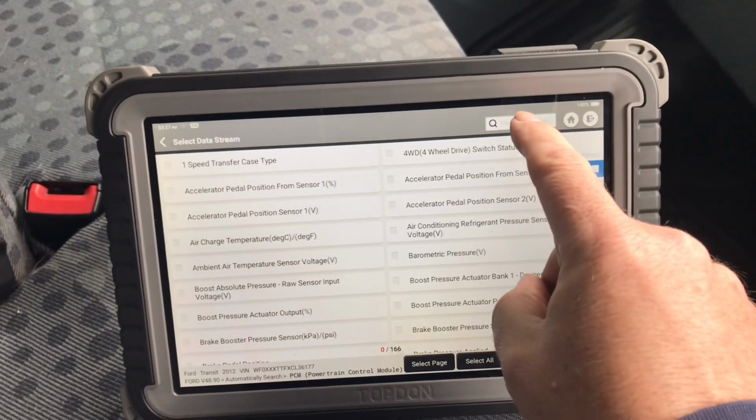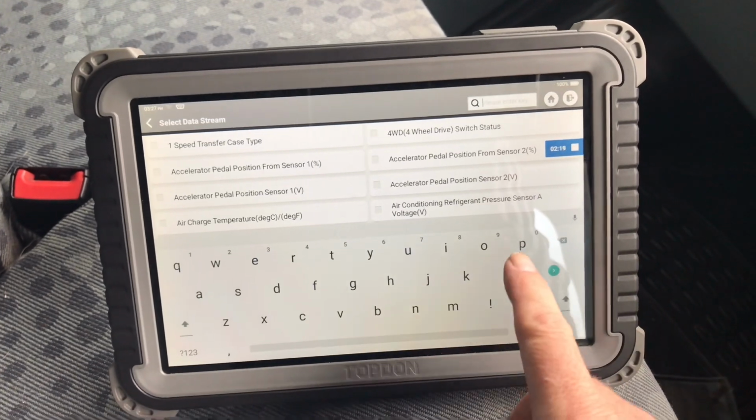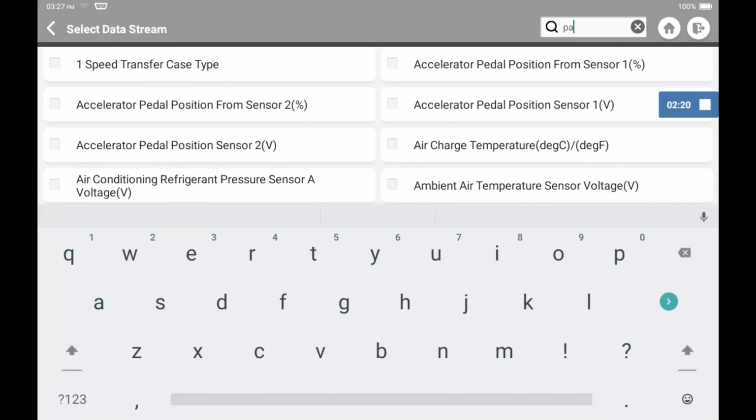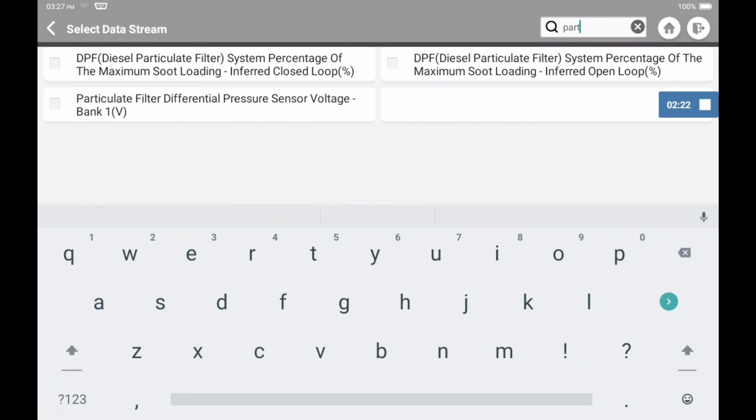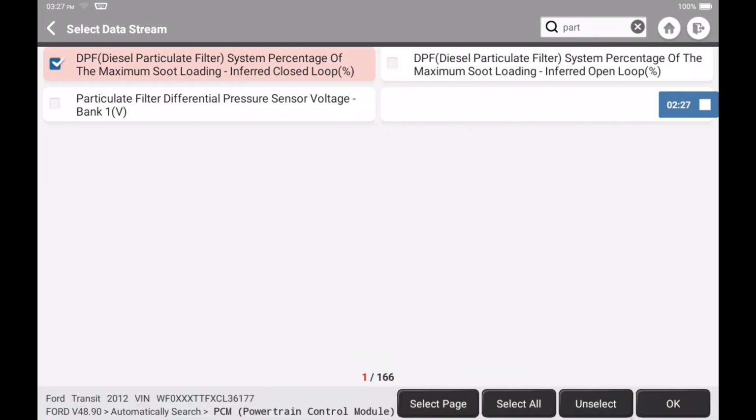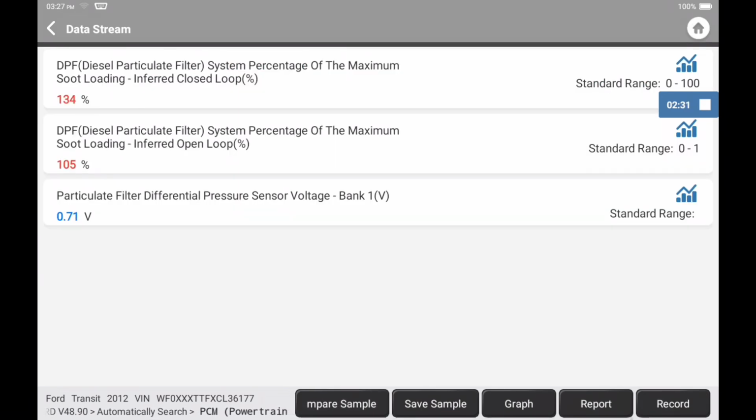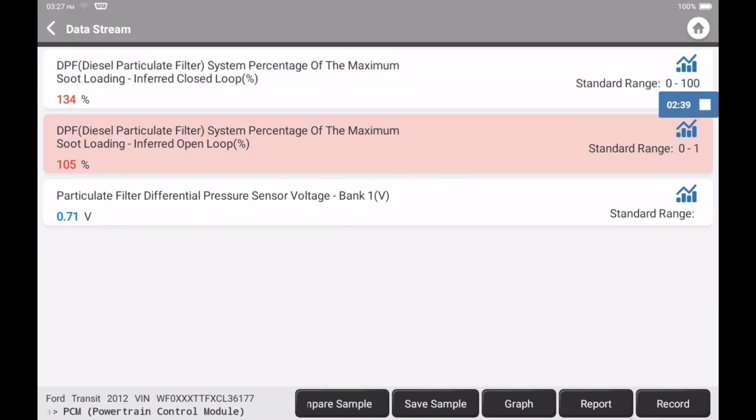I've seen Ivan and Pine Hollow doing this. Particle. There we go. That's quick, isn't it? So let's go 1, 2, 2. Okie dokie. So it's 134% full. That's quite full. That one there says 105% loaded, and the particle filter is 0.71.